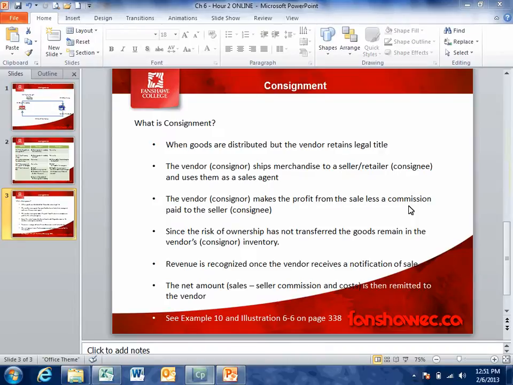Obviously, if you remember from reading in the text, the earnings approach, one of the key criteria for recognizing revenue was the fact risk of ownership had to have transferred. That's not the case in a consignment inventory situation. So like I said, because risk of ownership remains ours, that inventory still belongs to us, it has to stay on our books. So basically that's the gist of your consignment.